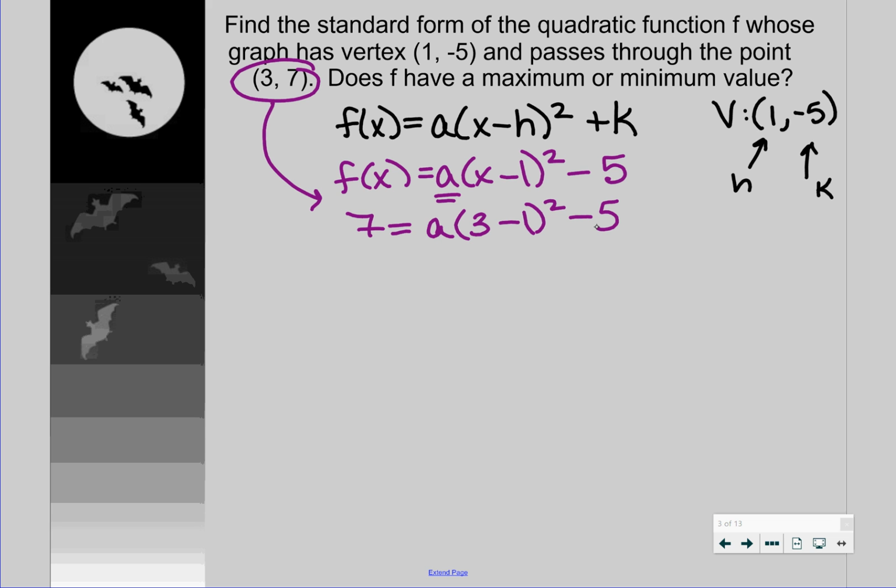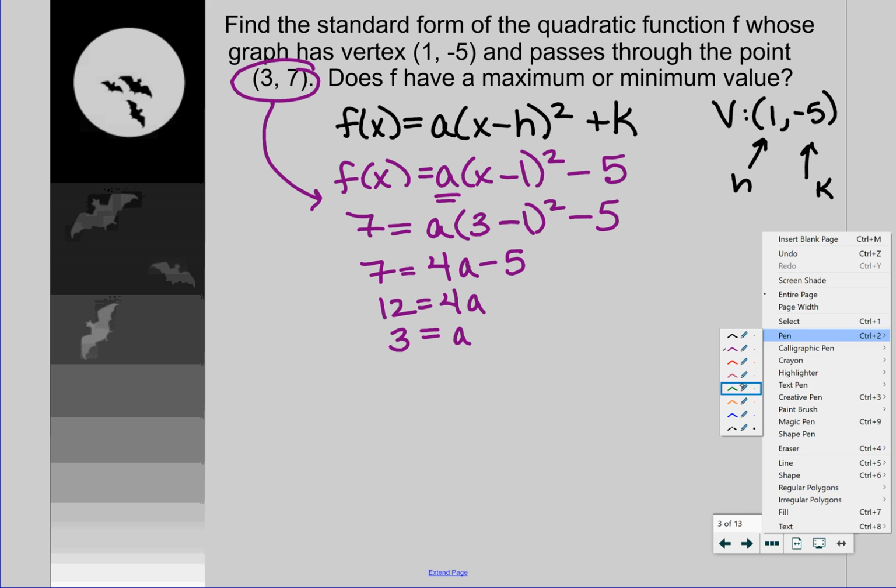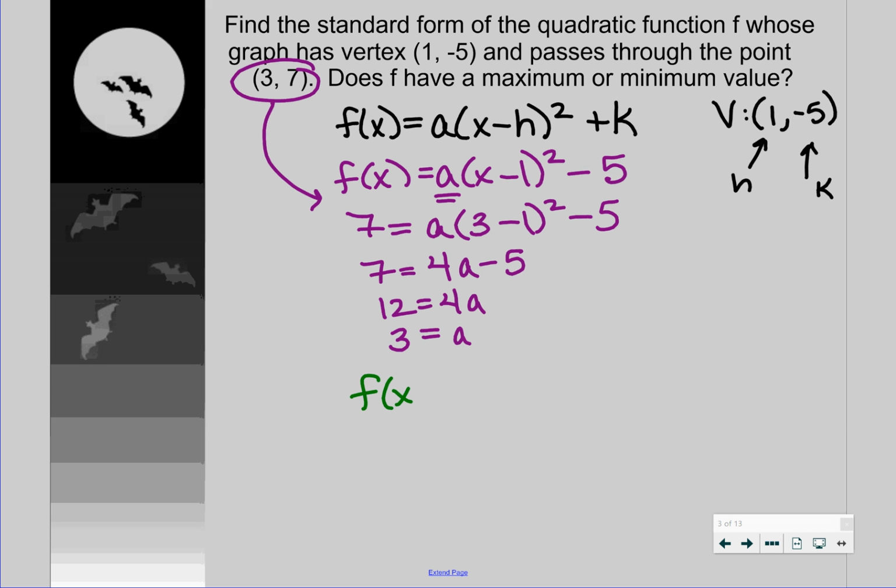Order of operations says do the parentheses and square it first. So 3 minus 1 gives me 2 squared. So there's going to be a 4 multiplied by that a. Then what? Add 5. 12 equals 4a. So a is 3. All right. I have a. I have h. I have k. That's enough to write a complete equation. My final function f is going to look like 3, my a, times (x minus h, 1) squared plus -5, putting -5 in for my k.